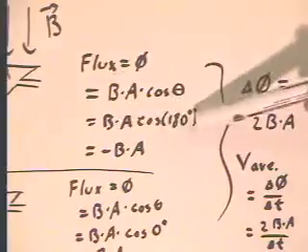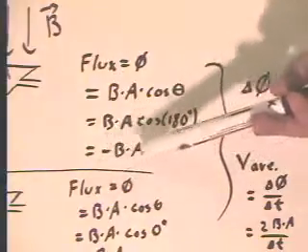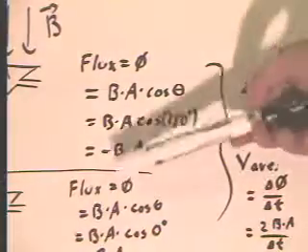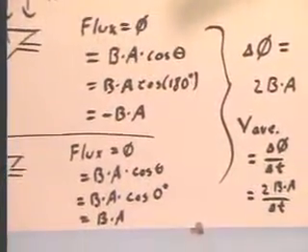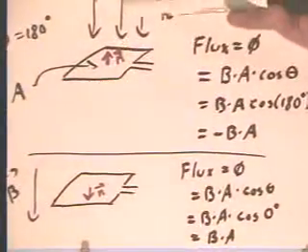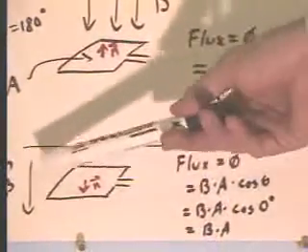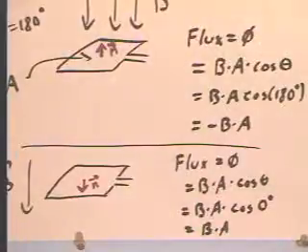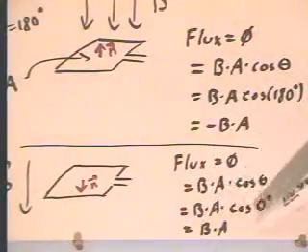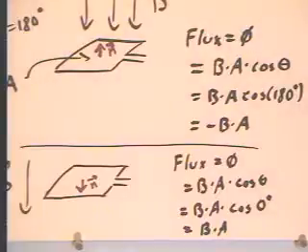At the 180-degree orientation, that flux would be negative B times A, because the cosine of 180 degrees, of course, is negative 1. And that corresponds to this picture where the normal vector is opposite to the field. Now, when the field and the normal vector are in the same direction, the angle is 0 degrees, and the flux is just B times A cosine of 0 degrees, which is B times A.